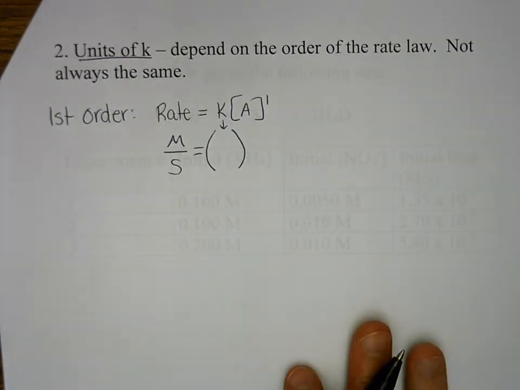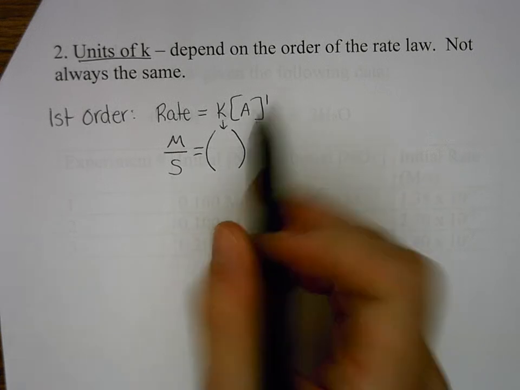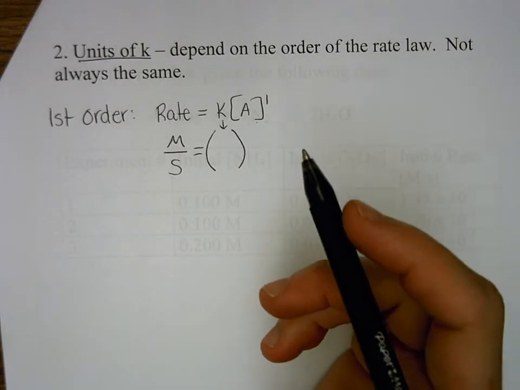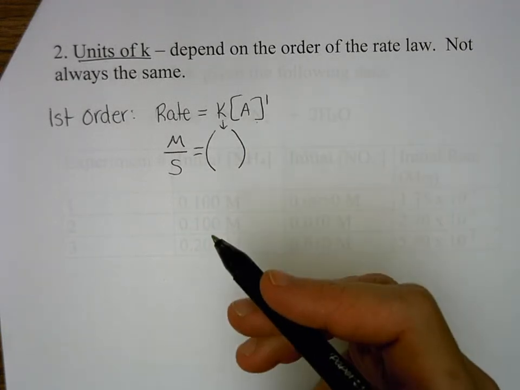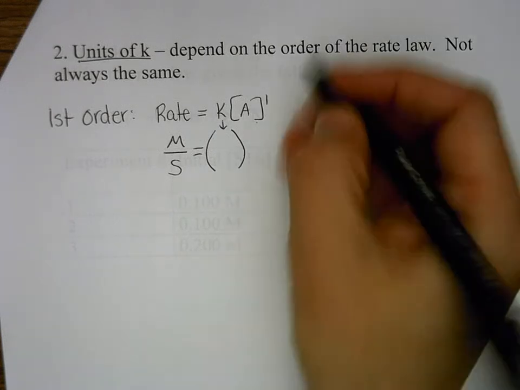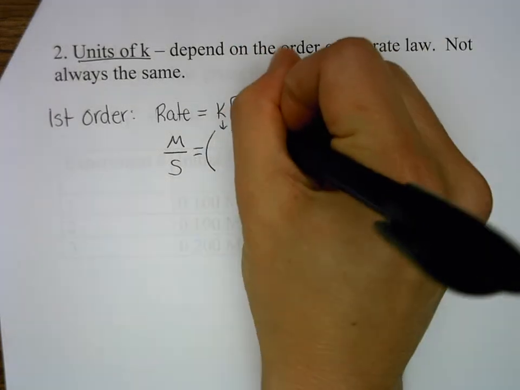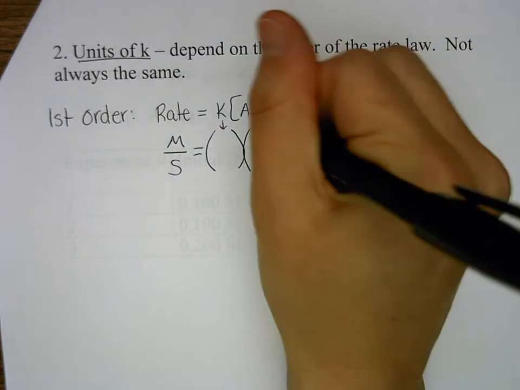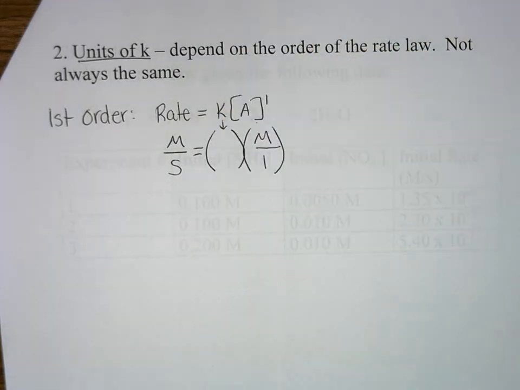Units for A, I've got brackets around it. That's concentration. What are the units for concentration? What is it? Molarity, right? So my units for concentration are just molarity and that's it. And I'm just going to put over 1 just so I can kind of keep everything in a fraction.